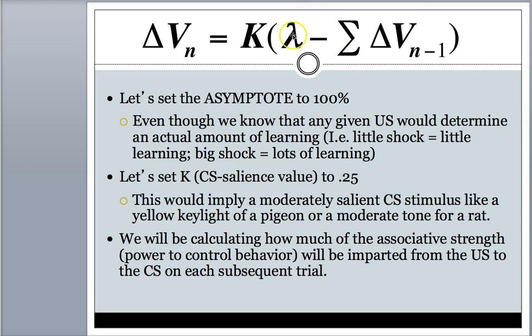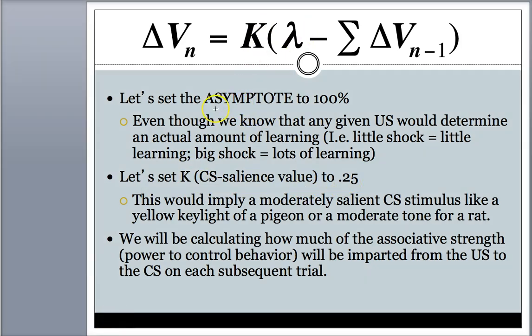Now, Rescorla-Wagner and their research assistants have ways of determining what lambda is in absolute numbers. So a certain amount of shock is equal to a large number, a small amount of shock is equal to a small number. And so they can actually work with real numbers, but we're going to just work with 100% so that we understand the model conceptually. So we have 100% minus what we've already learned, which of course on trial 1 is nothing. And K, we're going to set the salience value of K to 25%.